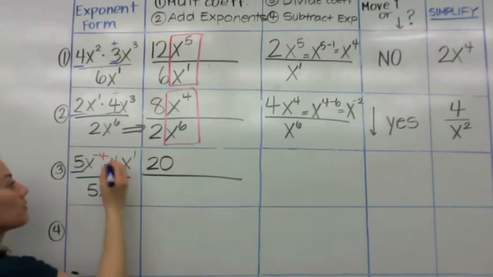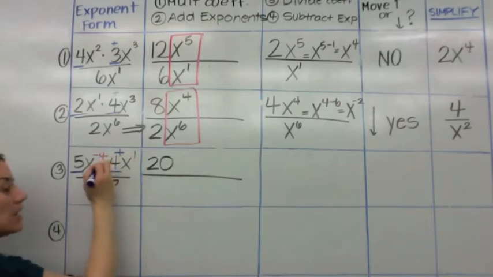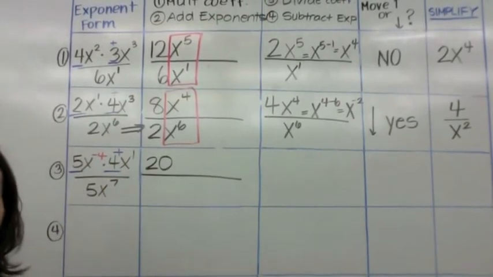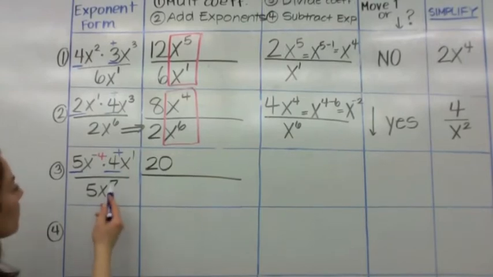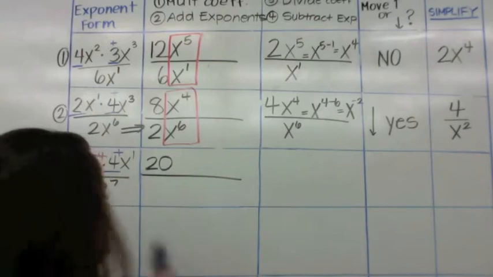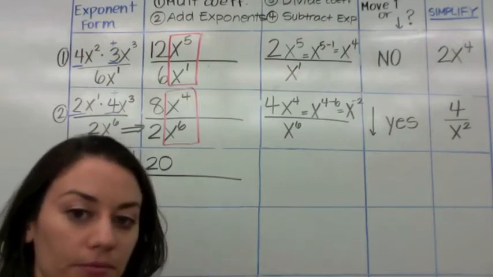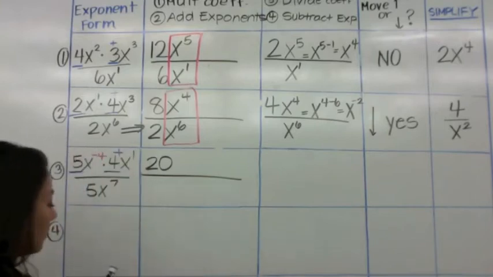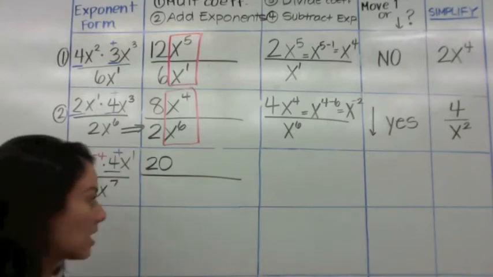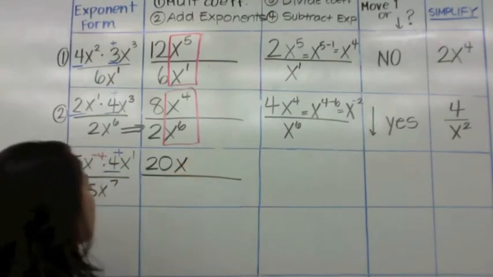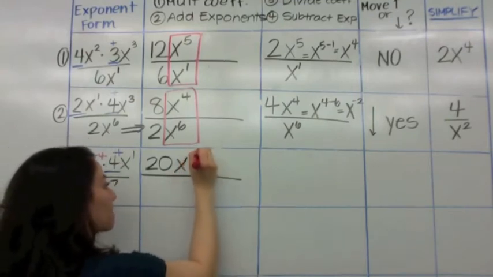Okay, add the exponents. So you have a negative 4 and you have a positive 1. Negative 4 and positive 1. Different signs subtract, right? Keep the sign of the higher number. So what is negative 4 plus 1? Okay, it's negative 3. That's right. So you get x to the power of negative 3.